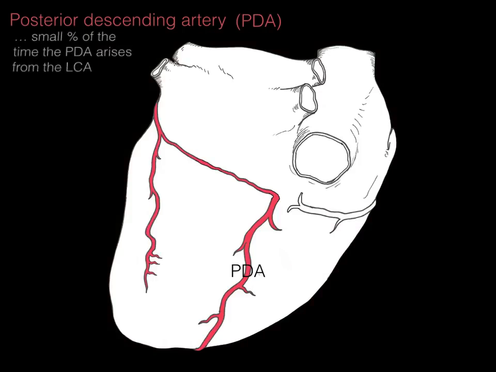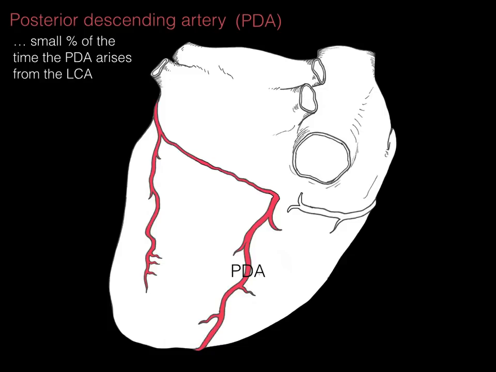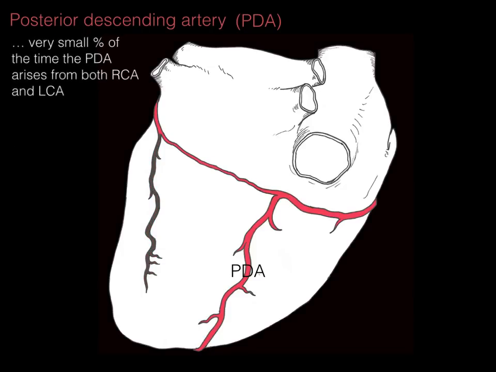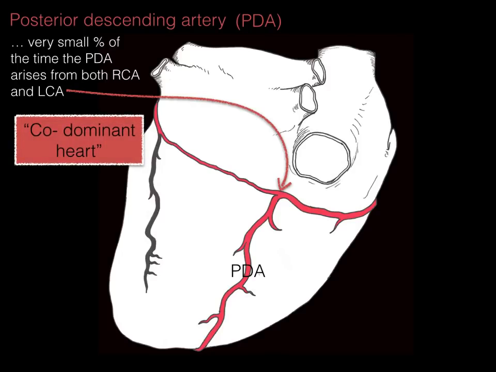However, watch this next picture. See that change? A small percent of the time, the PDA arises from the left coronary artery, as this illustration shows. And so we call this a left dominant heart. And then an even smaller percent of the time, you notice I raised my voice to show how small of a time it is. That's the inflection my voice meant. A very small percent of the time, the posterior descending artery arises from both the right coronary and left coronary arteries. This is known as a co-dominant heart.